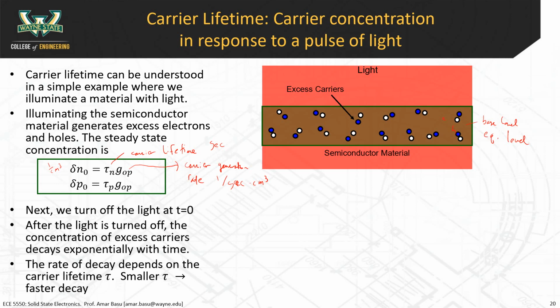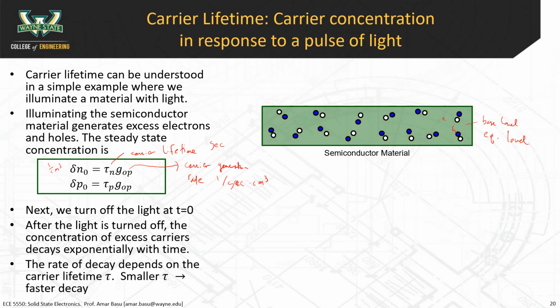Now you turn off the light. When you turn off the light, these excess electrons and holes that you've generated will tend to recombine over time until you reach the equilibrium concentrations, which are the concentrations before shining light on the material.